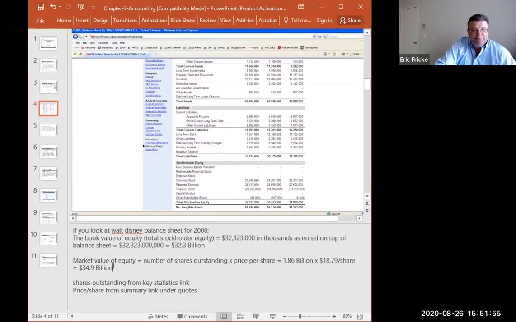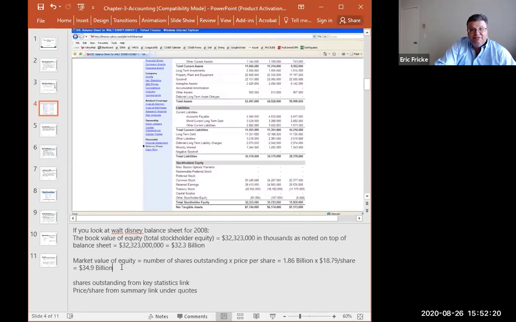Now, when we go to look up market value of equity, it's going to be a little different. This time, we're going to look up the current price per share of Disney and then multiply it by the number of shares outstanding. And that'll give us the total value of the equity, the value of the common stock of the company, or the value of the equity of the company.